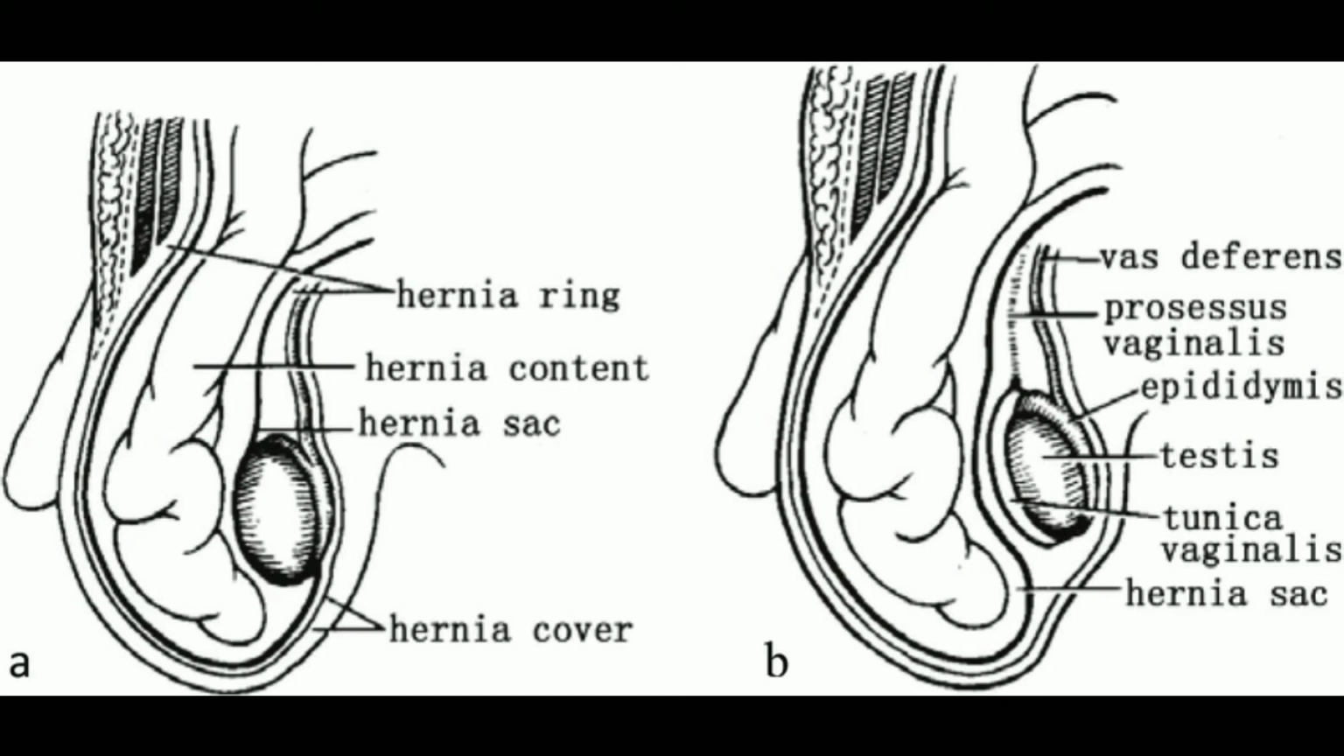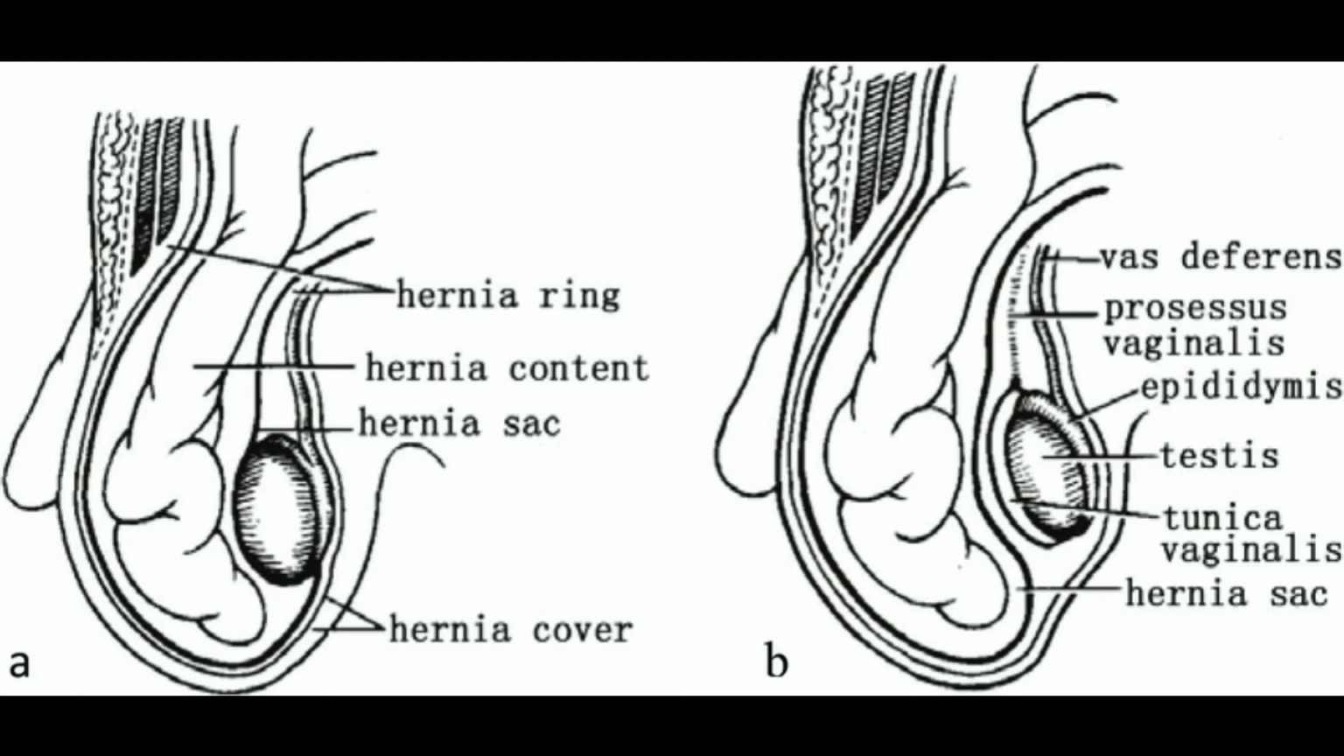There are two types of direct inguinal hernias: the lateral and the medial. The coverings of the lateral include the extraperitoneal tissue, fascia transversalis, cremasteric fascia, external spermatic fascia, and skin. The coverings of the medial direct inguinal hernia include extraperitoneal tissue, fascia transversalis, conjoint tendon, external spermatic fascia, and skin.